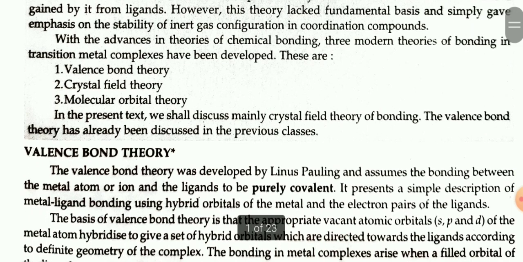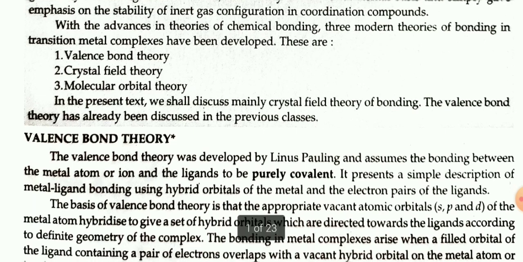compounds. With the advances in theories of chemical bonding, three modern theories of bonding in transition metal complexes have been developed. These are first, valence bond theory, second, crystal field theory, and third, molecular orbital theory. In the present text, we shall discuss mainly crystal field theory of bonding. The valence bond theory has already been discussed in the previous classes.